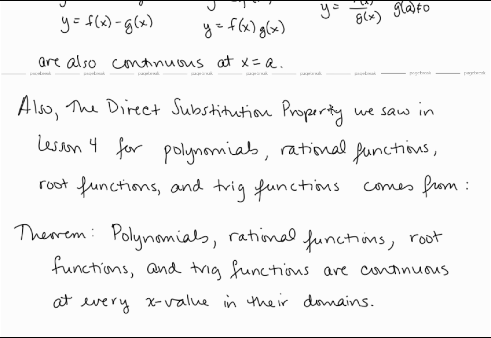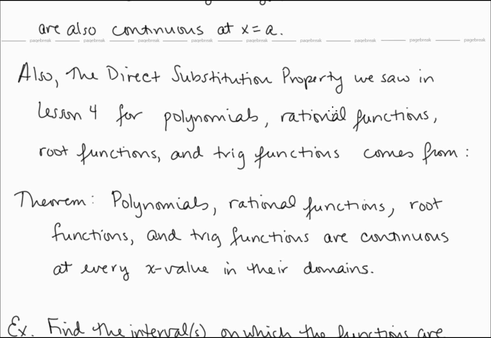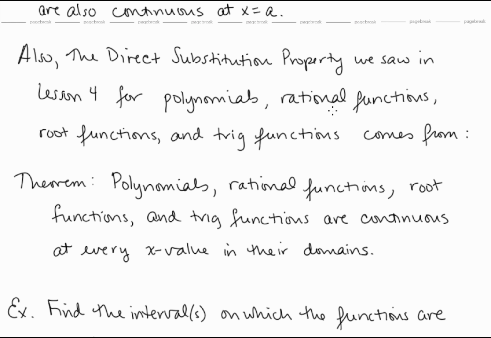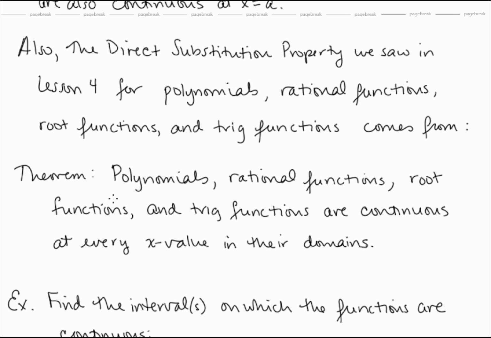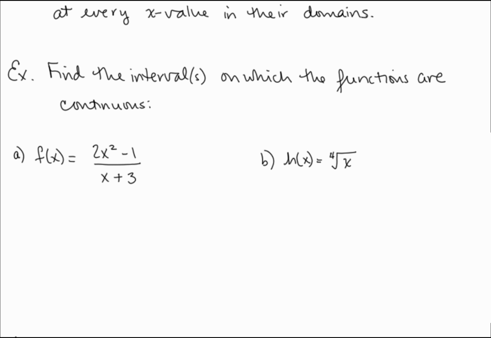Also, the direct substitution property we saw in lesson 4 for polynomials, rational functions, root functions, and trig functions comes from this. Here we have a theorem that says polynomials, rational functions, root functions, and trig functions are continuous at every x value in their domain. This is what allows us to use the direct substitution property when we're finding limits. We know that the limit must equal the function's evaluation at that point for polynomials, rational functions, root functions, and trig functions. So for example, let's find the intervals here on which the functions are continuous.